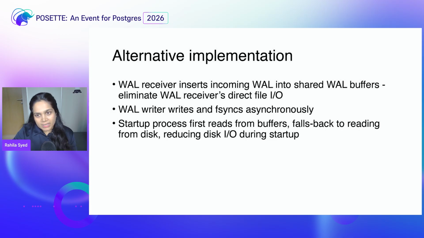There can be an alternative implementation at the receiver end as well, in which the writing to the wal buffers, reading from the wal buffers, writing to the file and eventually flushing it does not all happen in the wal receiver, and the wal buffers can be shared like how they are on the primary. Wal receiver inserts incoming wal into wal buffers. This will eliminate the need for direct IO in the wal receiver, whereas the IO will happen in a wal writer process, which will read from these buffers, write and fsync the wal files asynchronously.